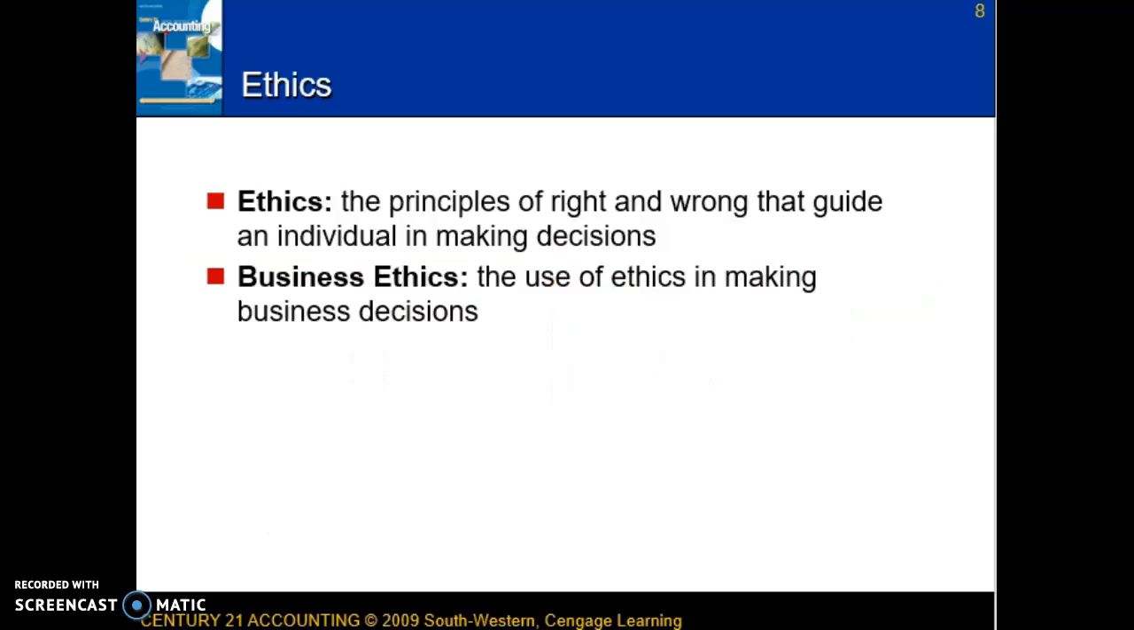Last thing to talk about in this first section is ethics. Ethics are becoming a serious problem in the business world. They now have to take an ethics class. If you're going for a business degree at Minot State, there's a required class just about ethics. Ethics is the principles of right and wrong that guide an individual in making decisions, and business ethics is the use of ethics in making business decisions. If you're working somewhere, should I steal that money or should I not steal that money? Should I take this pop without paying for it or not? Those are all part of business ethics.